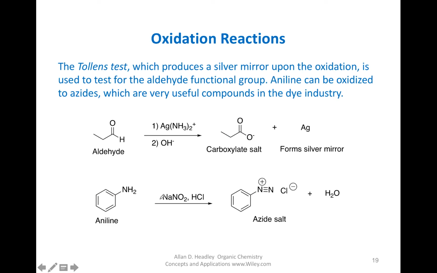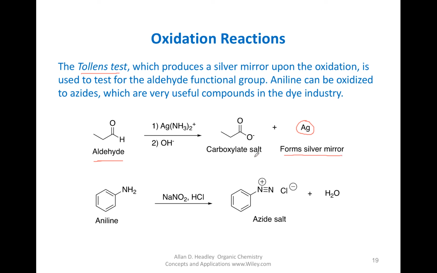Some other oxidations that you'll see that you are pretty much familiar with is the Tollens test. Here we have an aldehyde, and you react it with silver ions. After the oxidation, what you get is silver element, which appears as a silver mirror. Of course, as you know, silver has a very shiny color.